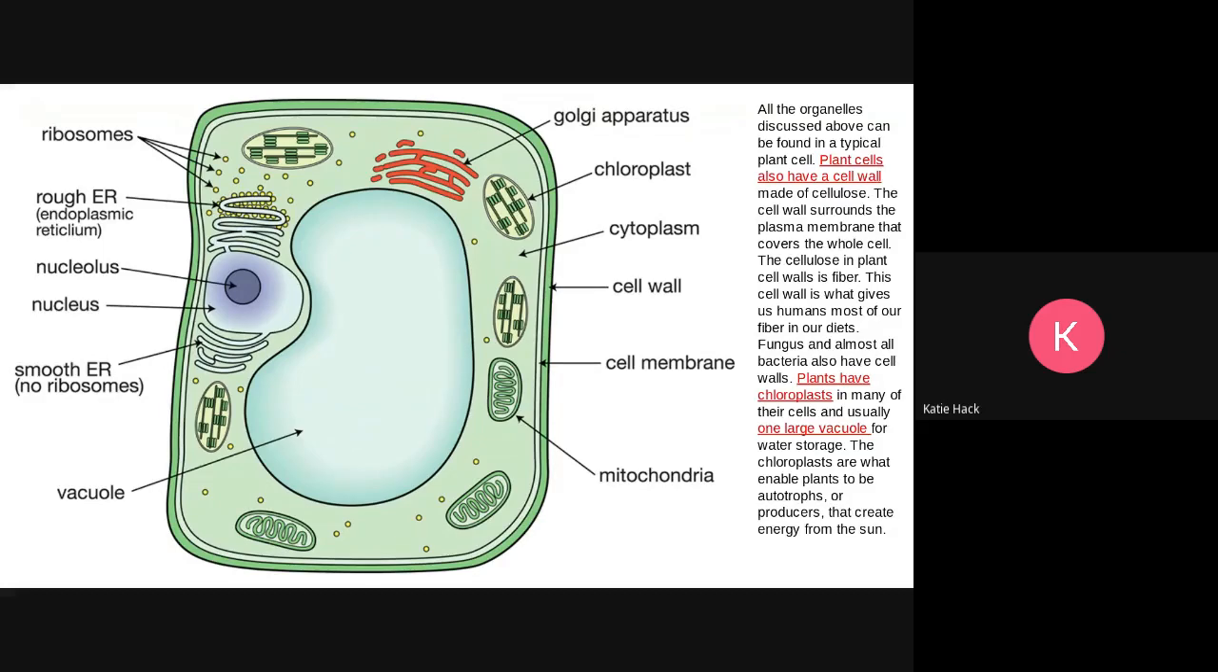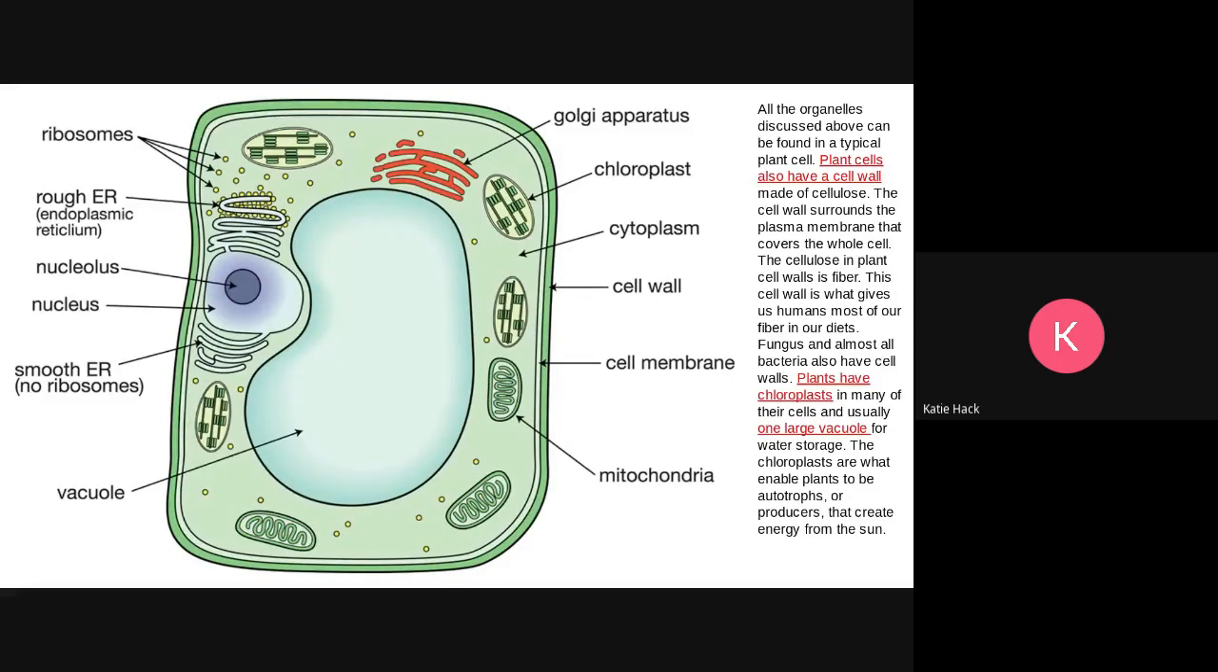Now, your plant cells have a cell wall made of cellulose. So this is different from the animal cell because animal cells do not have a cell wall. So the cell wall surrounds the plasma membrane or the cell membrane, right? So remember earlier we said that the cell membrane can also be called the plasma membrane, and that covers the whole cell. Now, cellulose in a plant cell wall is fiber.